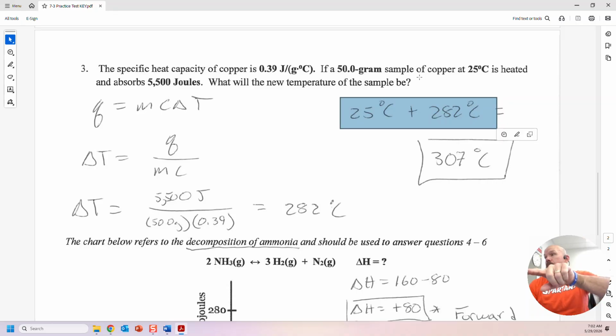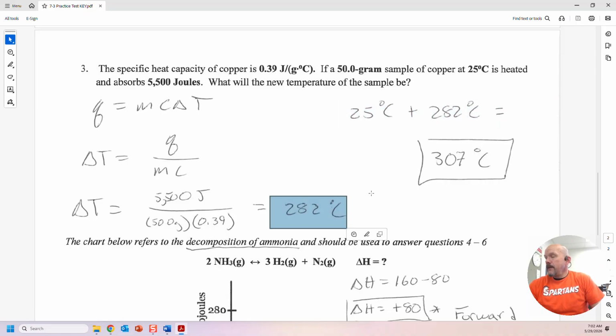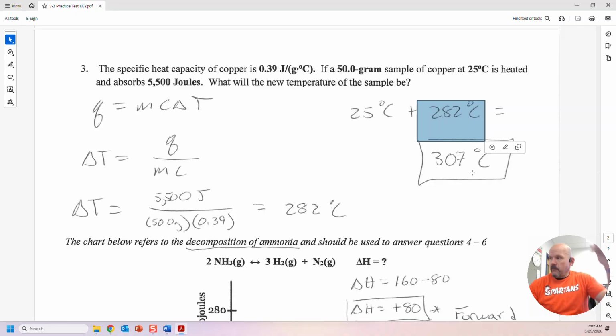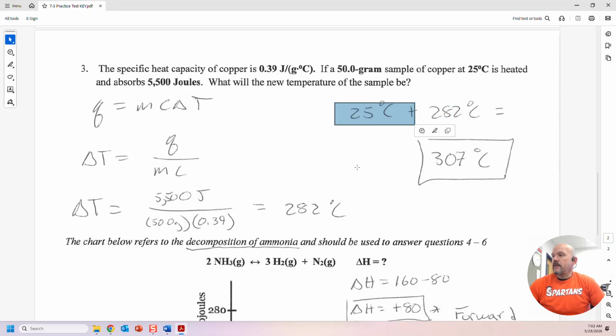Now, be careful. We could do the same thing, but we could be losing that much energy and the sample would be cooling down. If that much energy was released, then your delta T would be negative, and you would do the initial temperature minus the delta T to get your new temperature, if it was cooling down. But in this scenario, it's heating up. So calculate delta T, add it to 25, the initial temperature. In this case, it was 25, and you get your final temperature.